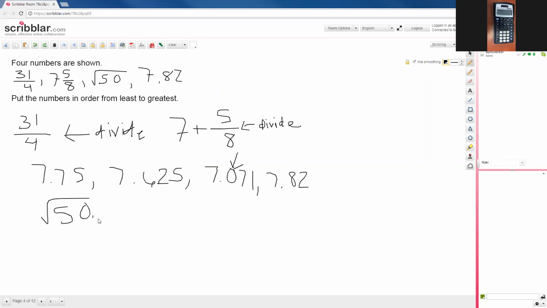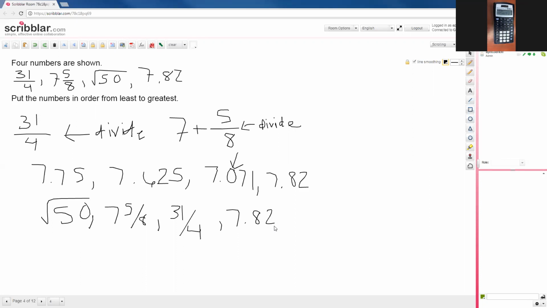So we've found the smallest. Now what's the next smallest? We kind of already said, because we had to talk about the difference between these two. So 7 and 5/8 is next smallest. And what comes next? The 31 over 4, 7.75. And then we only have one more left, 7.82.